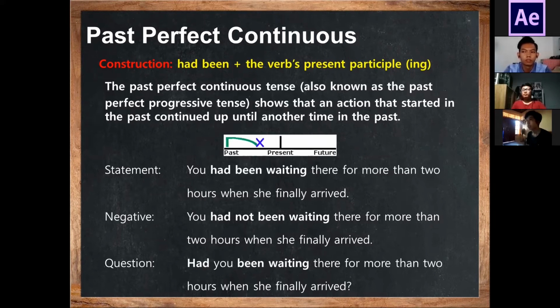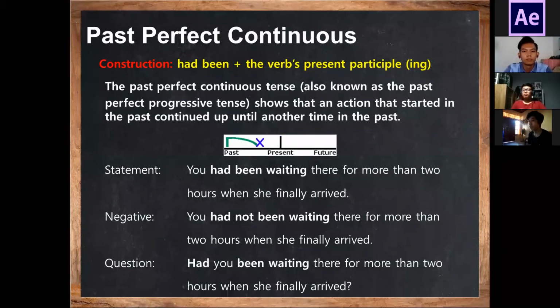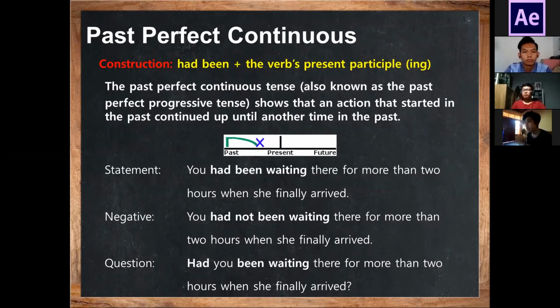What is the past perfect continuous? The past perfect continuous tense, also known as the past perfect progressive tense, shows that an action that starts in the past continues up until another time in the past. The formula construction is had plus been plus verb-ing. You can all see the picture in the PowerPoint: past, present, and future.